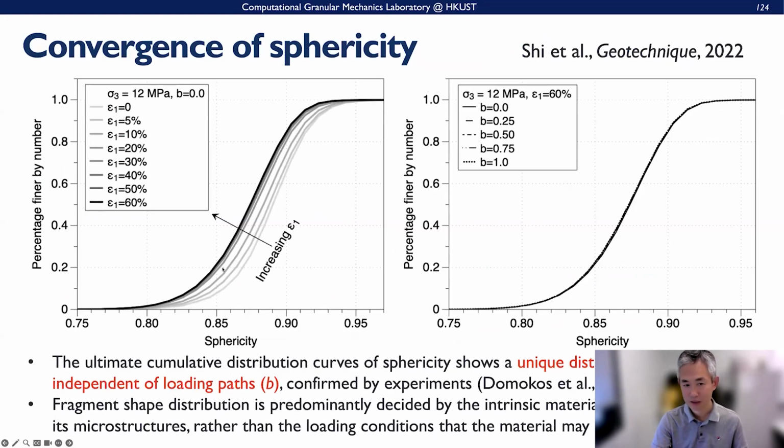We look at the shape effect and the sphericity for three-dimensional compression, and they show a similar curve to what we showed in the 1D compression. When we look at the different b cases, they're quite similar to each other here.